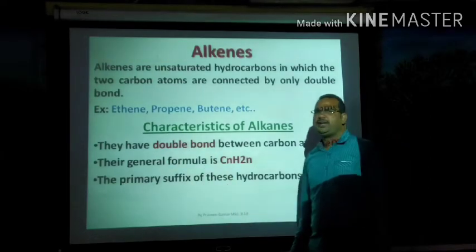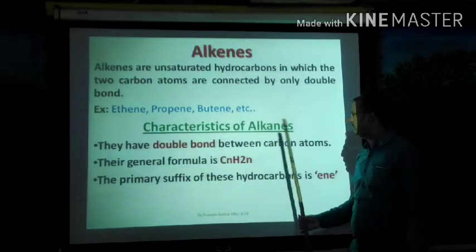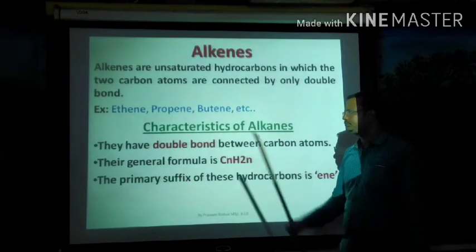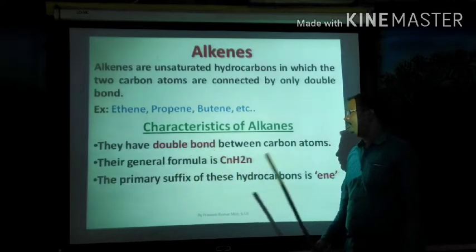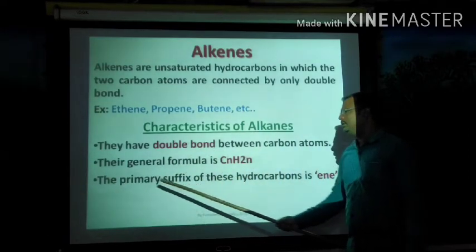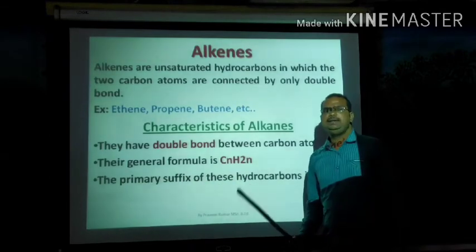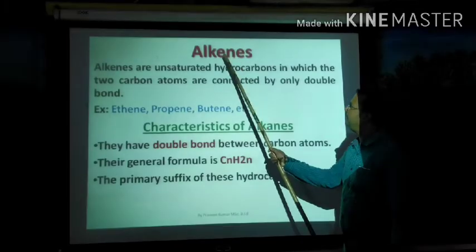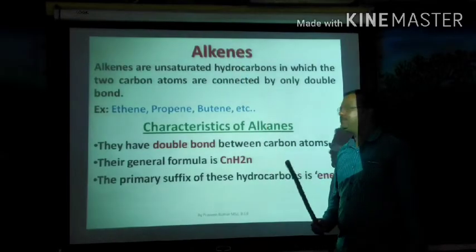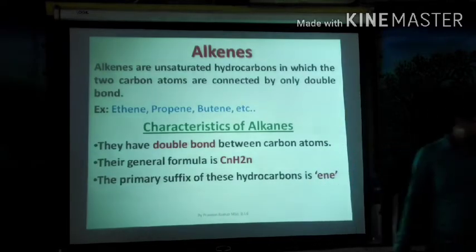The important characteristics of alkenes are that they have a double bond between carbon atoms. Their general formula is CnH2n. The primary suffix of these hydrocarbons is ENE. This is the primary suffix of alkenes.